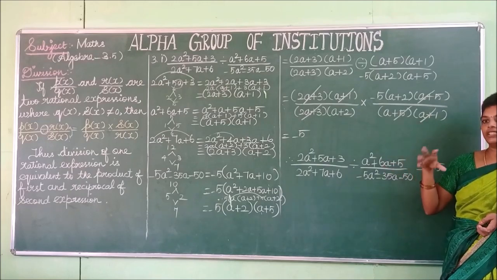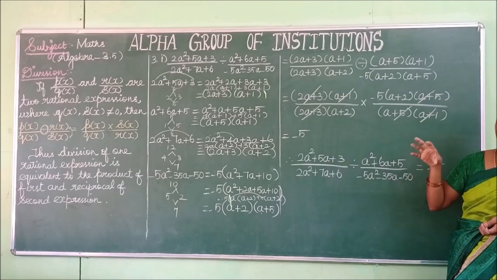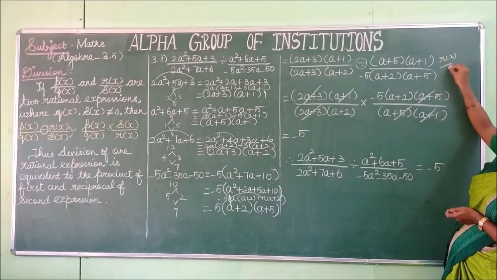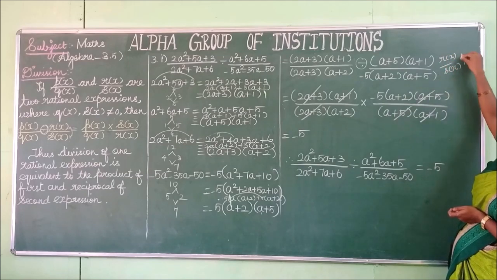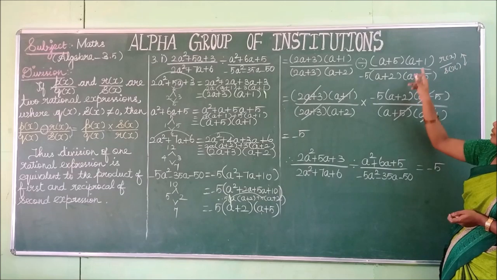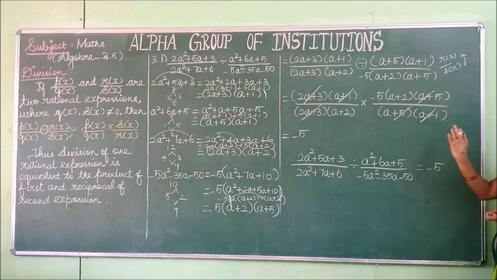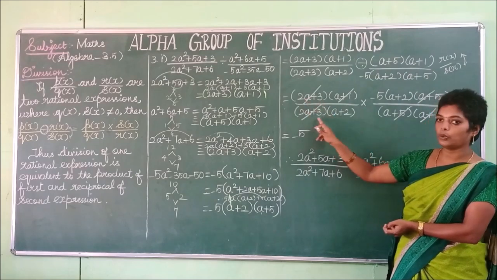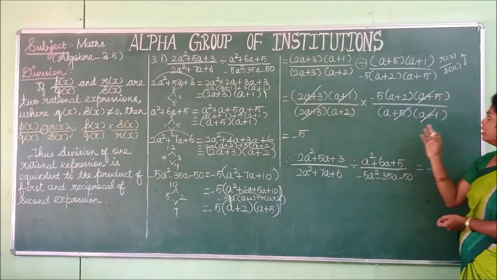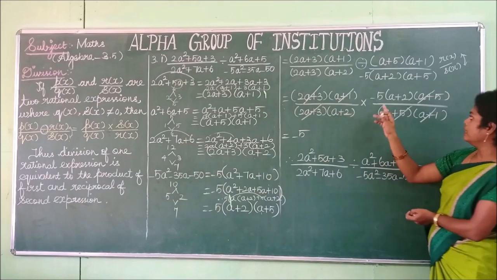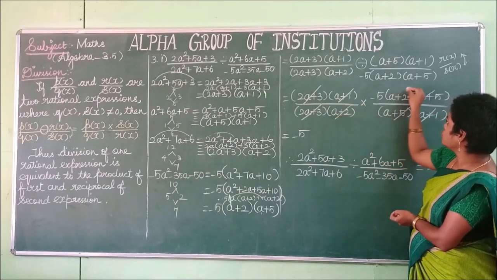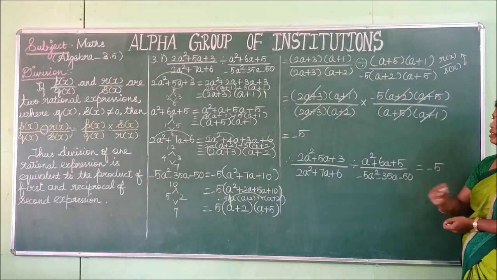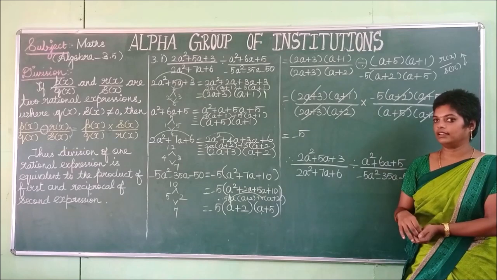R of x by s of x can be rewritten as s of x divided by r of x. So consider this is r of x divided by s of x. Now you have to rewrite: the numerator goes to the denominator and the denominator goes to the numerator. Then look at the similar values: 2a plus 3, 2a plus 3. Here a plus 1, here also a plus 1. Then here a plus 2, here a plus 2. So the only remaining term is minus 5. So minus 5 is our answer.